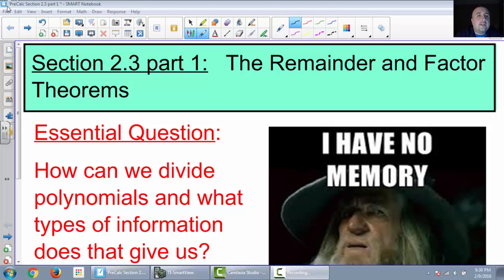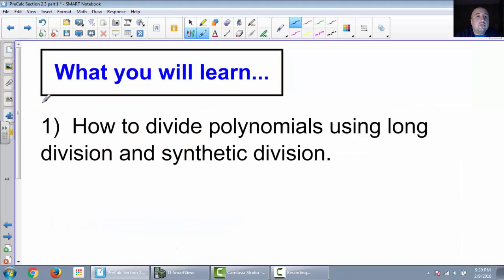All right, we're moving on to the next section. This is section 2.3, part 1. We're going to talk about the remainder theorem and the factor theorems. But before we actually get into those particular theorems, we need to learn how to divide polynomials. So what we're going to learn today is how to divide polynomials using long division and synthetic division.